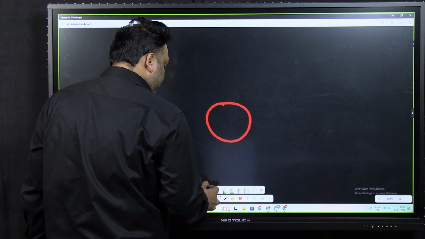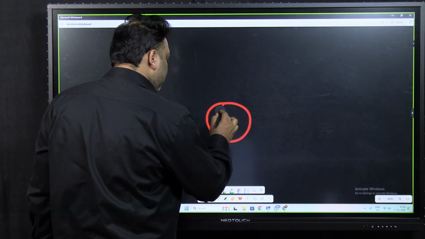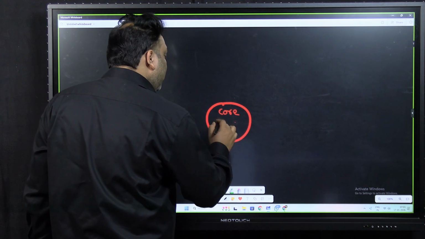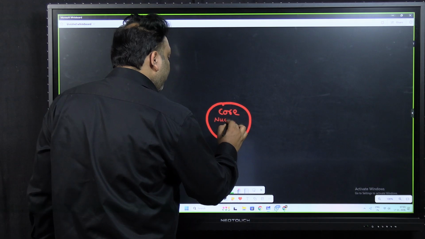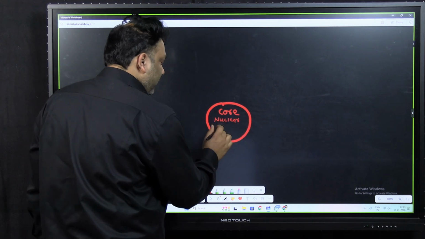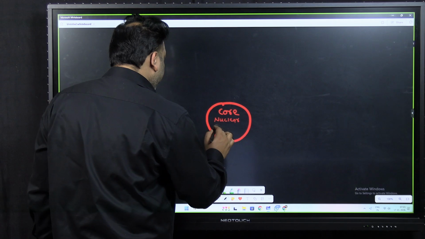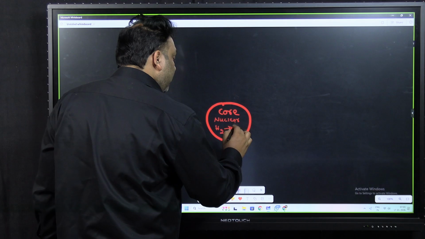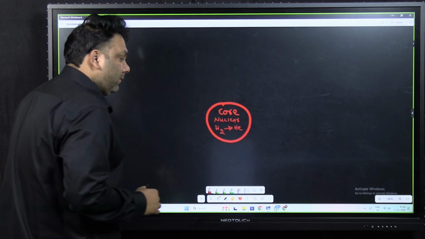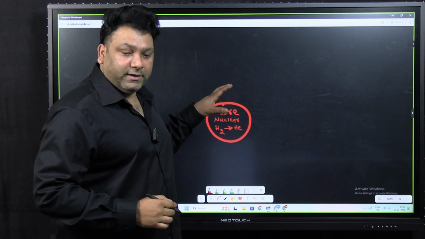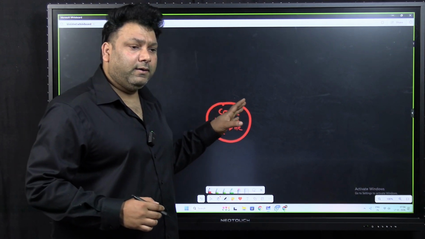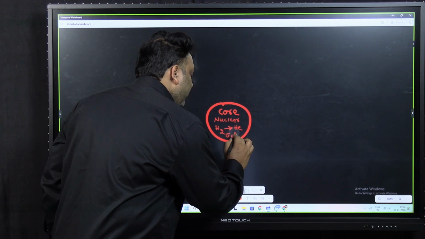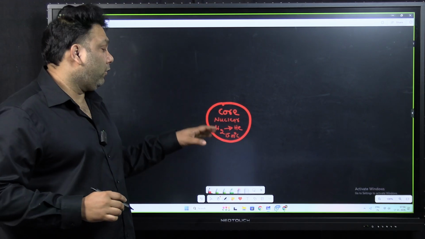So this is called the core of the sun. In the core of the sun, all the nuclear reactions will be taking place. That is, the hydrogen, with the help of nuclear fission, will become helium. So all the nuclear reactions are taking place here, and the temperature of the core is around 15 million degrees centigrade. So this is the hottest part of the sun.